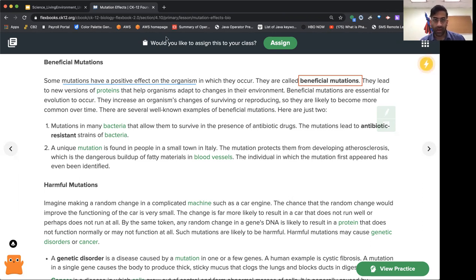I'm just going to underline things that I find important as well. I'm going to use the drawing tool for that, and I'm going to use green. So we know they're essential for evolution. They increase organisms' chances of surviving or reproducing. All right, and then they give two examples down here. So I'm just going to write that line and then just say examples, EX.